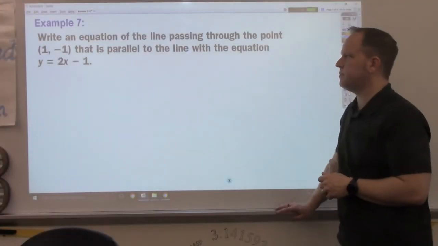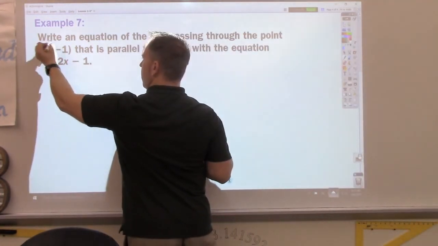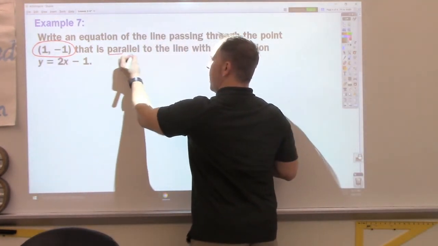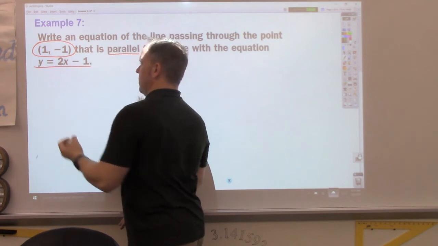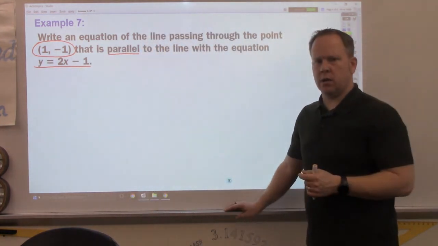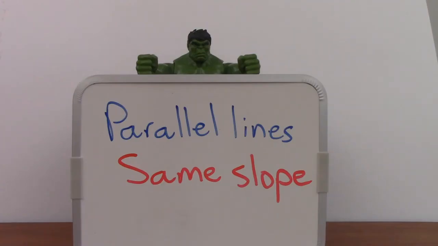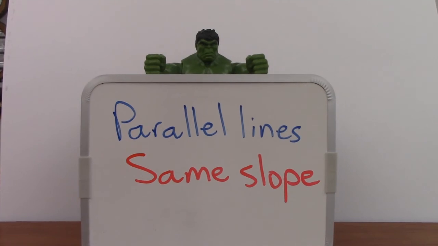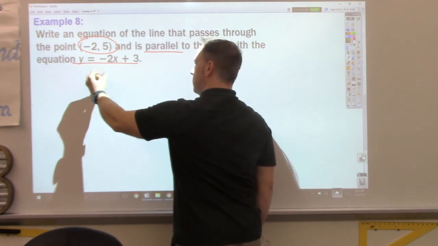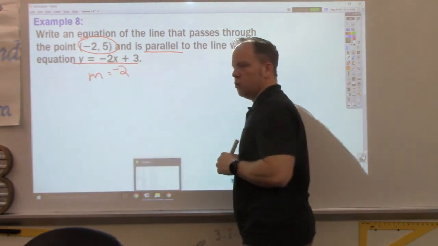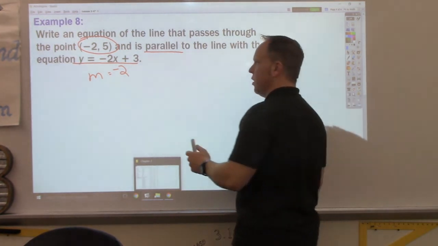This one seems a little different. Write an equation of a line passing through the point, so it's going through point (1, negative 1), parallel to the line with the equation of this, y equals 2x minus 1. So now we're talking parallel. What's the key thing to remember about parallel lines? Parallel lines have the same slope. Correct again, Hulk. So the slope of this one now, negative 2. Again, we're dealing with parallel. Keep that slope, do not change it. They have the same slope.